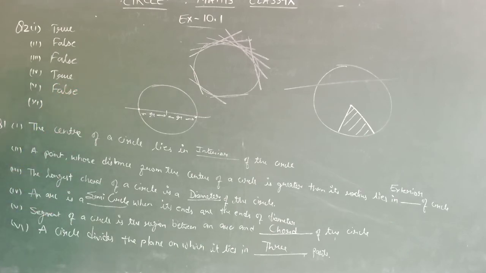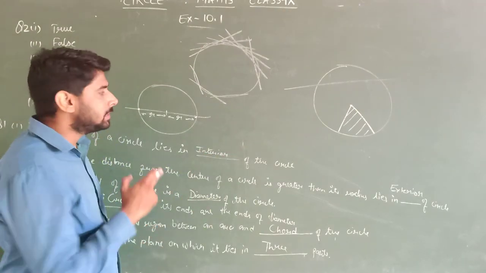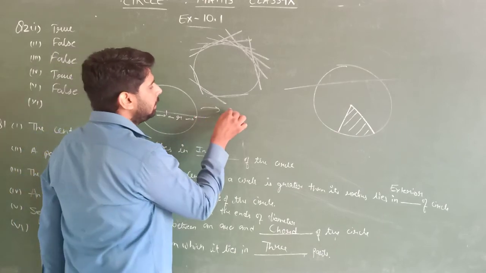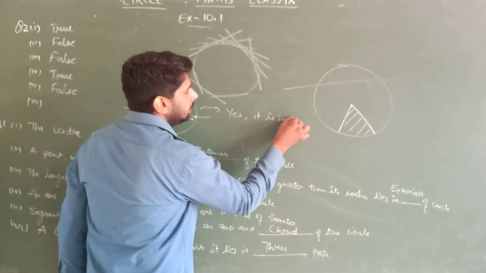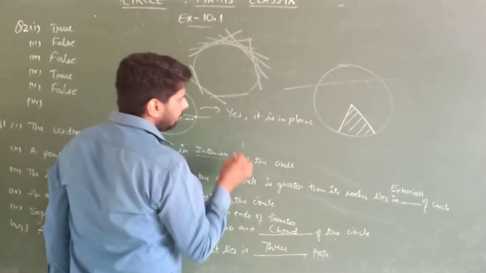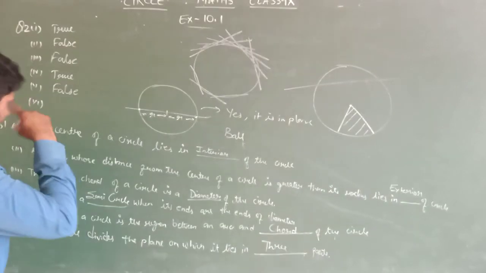The last one is, a circle is a plane figure. Yes, it is represented in a plane. ये plane में हम बना सकते हैं. Circle is a plane figure. अगर circle की बात करें तो yes, it is in plane. अगर बात करें ball की तो ball is not in plane. ये plane में नहीं.